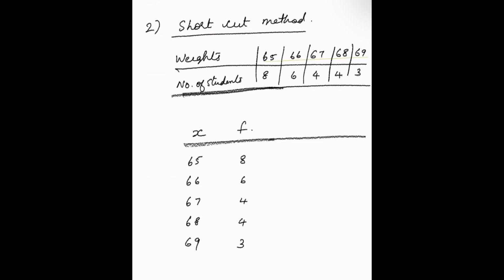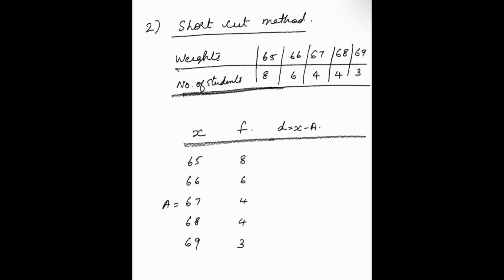I am giving it a name, A. A equal to 67. What does A mean? A means assumed mean. Since 67 is lying in the middle, I am assuming that this is my mean. I'm just assuming that my mean is 67. Now, assumed mean A is 67. Now what will I do? I am going to subtract my assumed mean from each and every one. It's like X minus A. That's what I'm going to do.